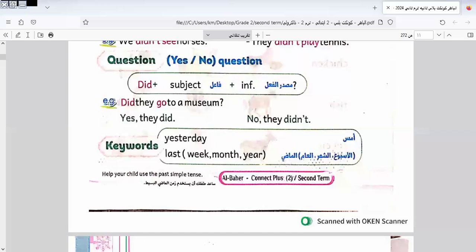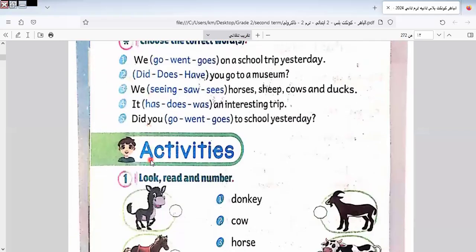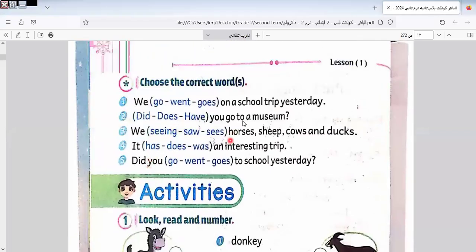Here we have an exercise. Let's answer this exercise together. We went, goes on a school trip yesterday. I would like you to guess with me. Can I select go? It's not. Why? Because go is in the present and goes is in the present, but in the singular. So the suitable answer is went.